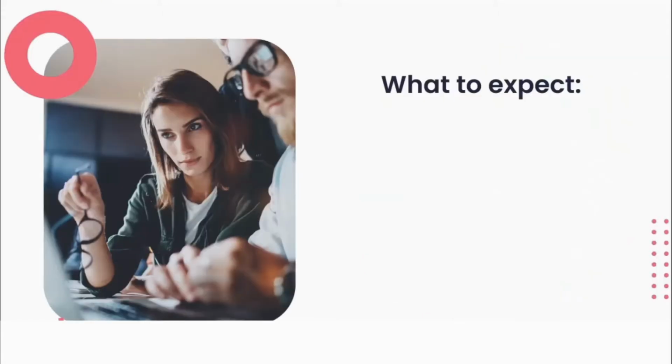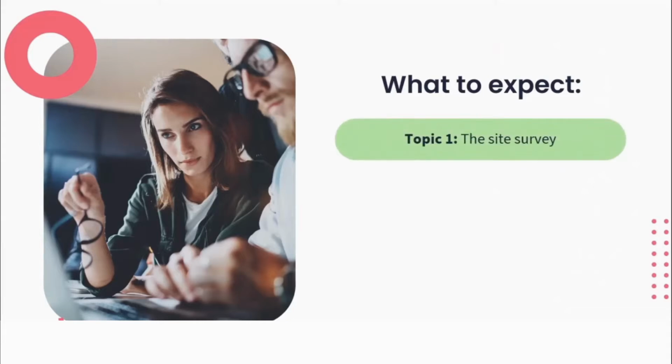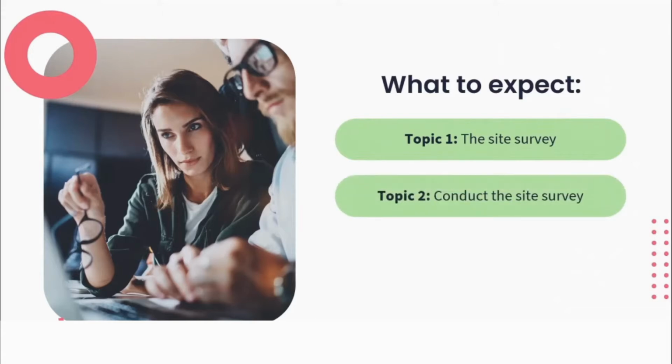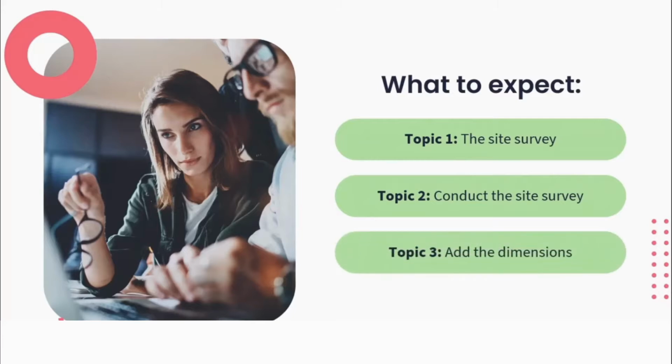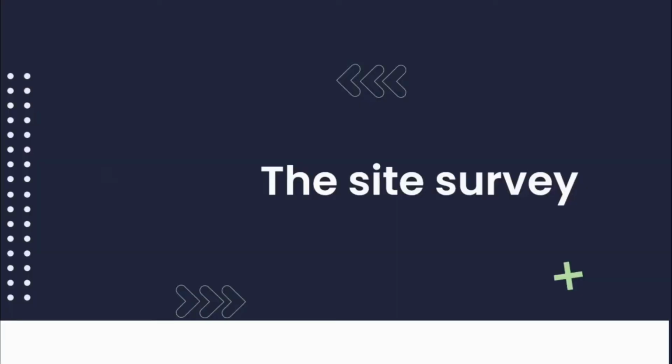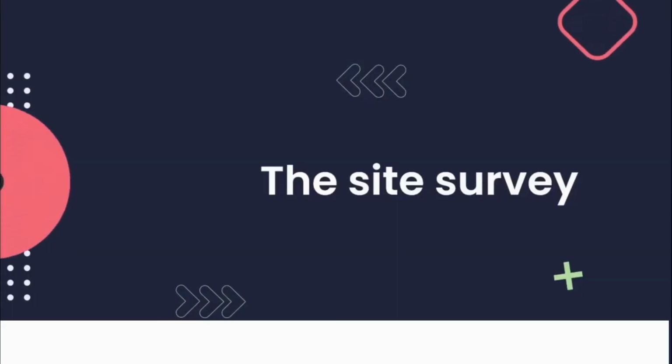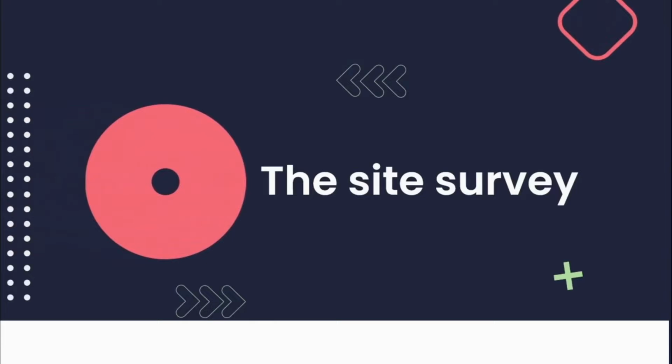Let's take a look at what you can expect for our lineup for today's lesson. We start off with topic 1, the site survey, knowing everything about the site survey. Following that with topic 2, showing us how to conduct a site survey. And lastly, our last topic for this lesson is adding dimensions. So we look at what the dimension line is, how to construct a dimension line, and how to add dimensions to our drawings. We begin with topic 1, the site survey, our first topic for today's lesson.